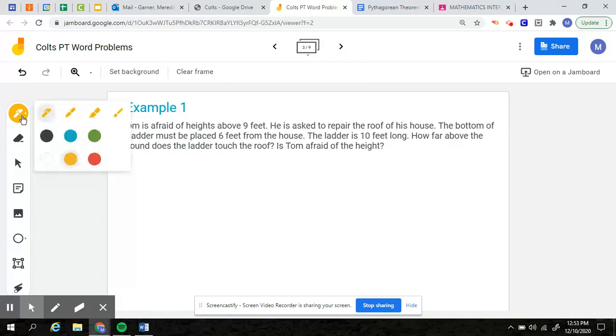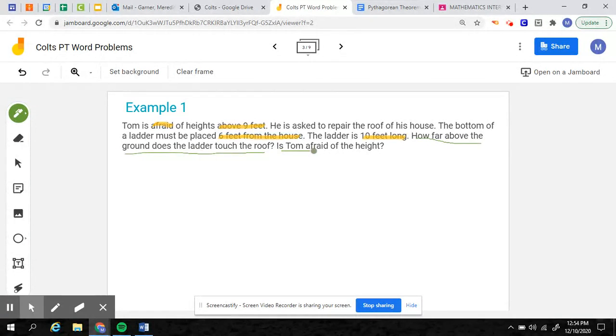So this first example, I'm going to go ahead and highlight the information that's important. So Tom is afraid of heights above 9 feet. Okay, so that's important. We've got a number here. So anything above 9 feet, Tom is afraid of those heights. He is asked to repair the roof of his house. The bottom of the ladder must be placed 6 feet from the house. Okay, so once again, that's important. You've got a number involved. The ladder is 10 feet long. Okay, and then the questions I like to underline in green. So the 2 questions we're being asked are, how far above the ground does the ladder touch the roof?